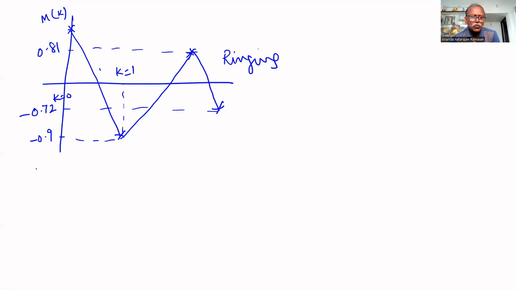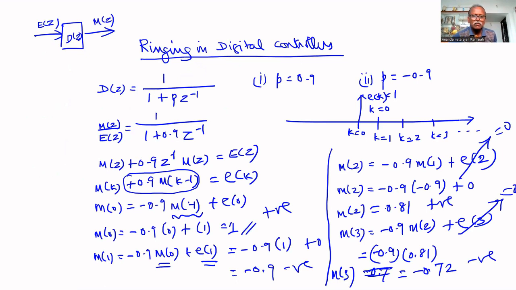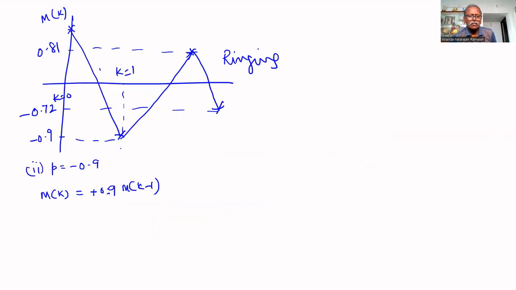Now let us consider case 2. In case 2, P equals minus 0.9. Therefore, M of K equals minus plus 0.9 M of K minus 1. Here it becomes negative because if you bring this to the right hand side, it becomes negative. But here, this is already negative. That's why it becomes positive on the other side, plus E of K. Here also, let us consider the same case.